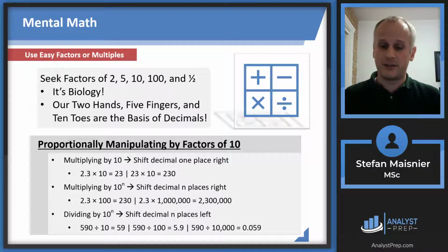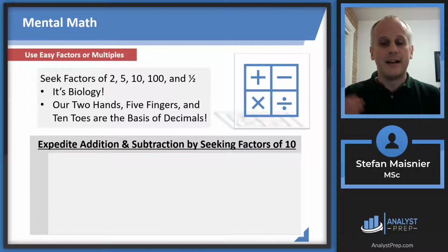And even if we continue to get larger and we did something, for instance, such as 590 divided by 10 to the 4th power, or 10,000, we'd have a result of 0.059. So you can manipulate by factors of 10 by multiplying or dividing and knowing the power of 10 to determine how many places you need to shift those decimals.